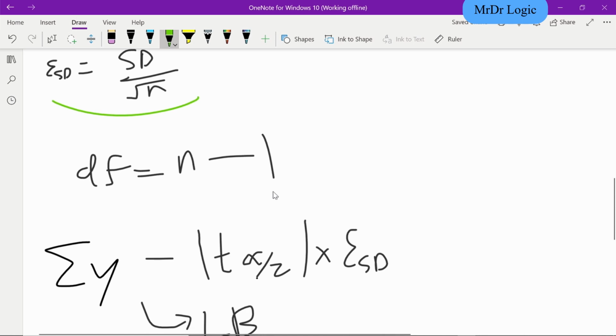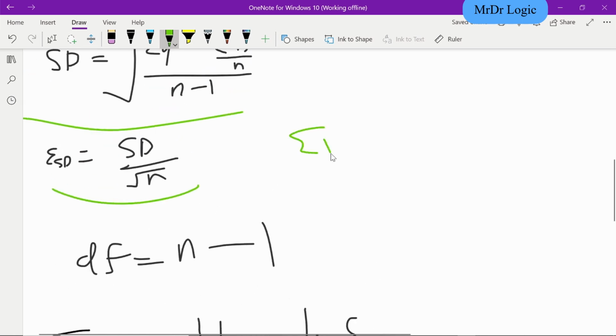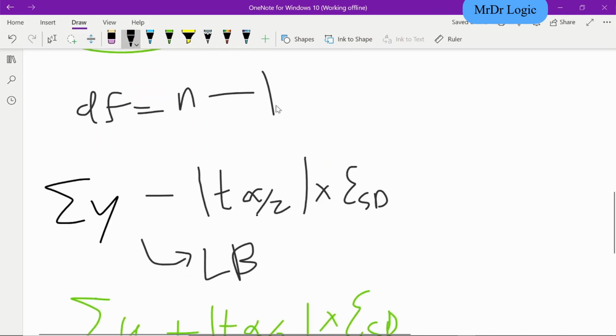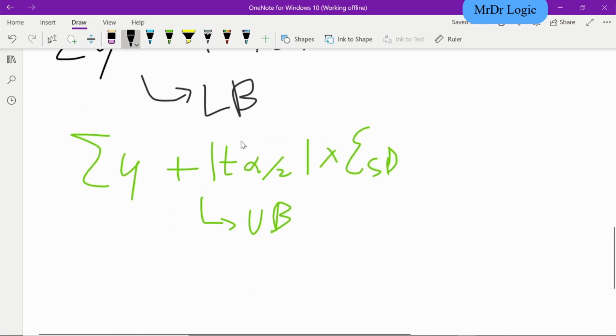This is how you get the estimated standard deviation. That's only if you're not given sigma y squared. If you're not given that, you've got to resort to this, because this is the alternative. And then yes, lower boundary, upper boundary.